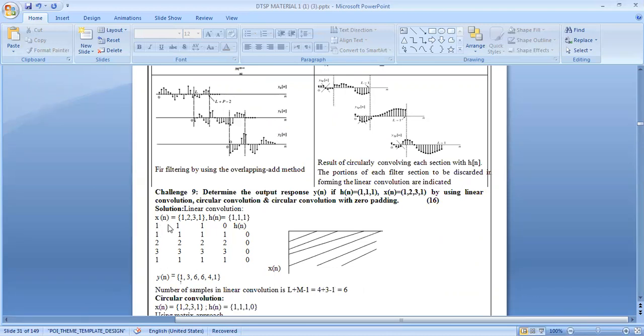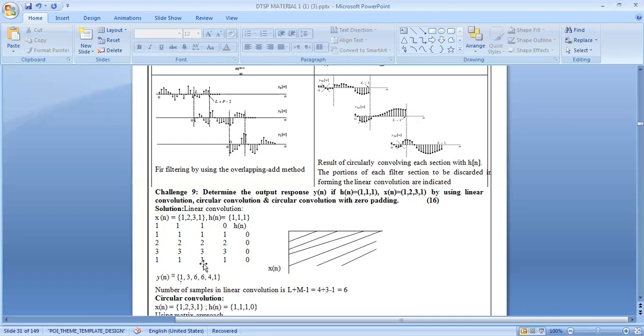So you have to do the cross values. That is 1. The next will be 2 and 1, which is 3. The next one will be 3, 2 plus 5, 5 plus 1, 6. Again 1 plus 3, 4, 4 plus 2, 6. Then again we will be having 3 plus 1 will be 4, and 1 will be 1.